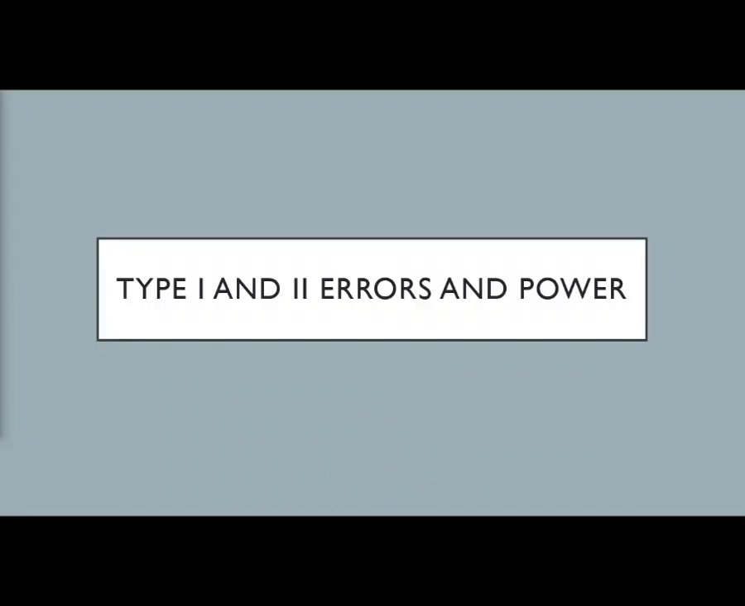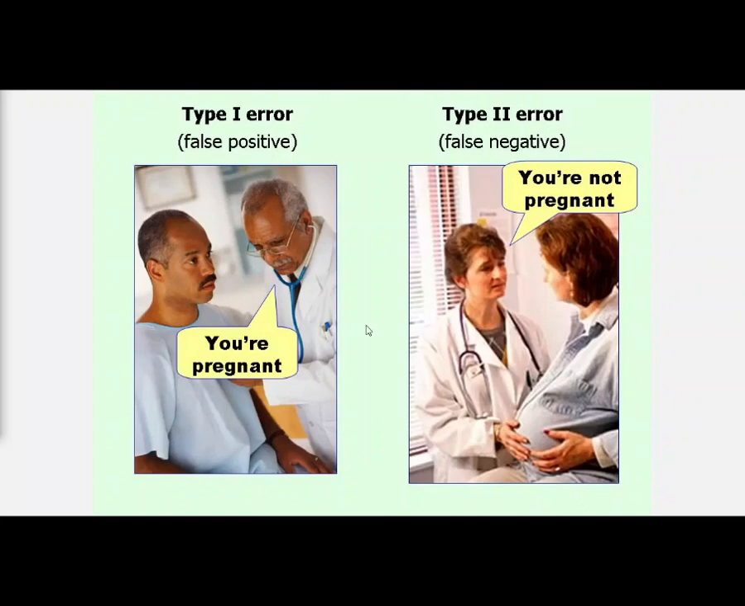All right, type 1 and type 2 errors and power. This is a very easy way to remember what type 1 error is: false positive. Here we have a man, and the doctor's saying, you're pregnant. Obviously, false positive. A man can't be pregnant. Here we have a type 2 error, false negative. A woman visibly pregnant, and the doctor's saying, you're not pregnant. So type 1 error is the false positive. Type 2 error is a false negative.